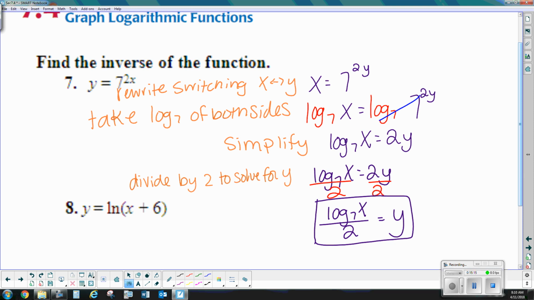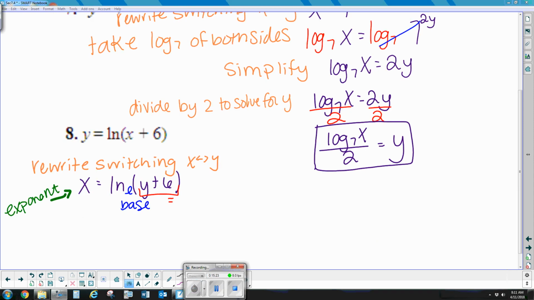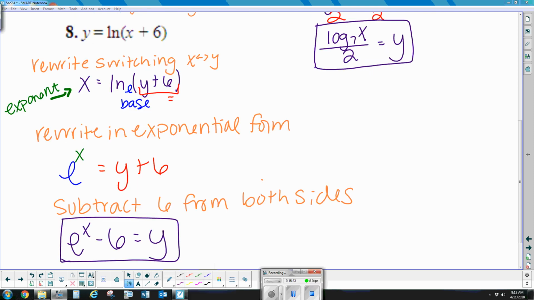Now in the second one, you don't have a base indicated, but it's ln, which means it's the natural log, which means it's a logarithm with base e. So remember now that x is your exponent. If you're going to rewrite in exponential form, natural log has a base of e, and y plus 6 is what that is equal to. And then lastly, you're going to subtract 6 from both sides in order to solve for y. So you have e to the x power minus 6 is equal to y.